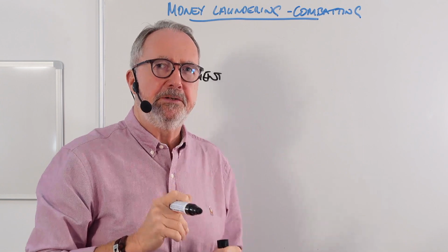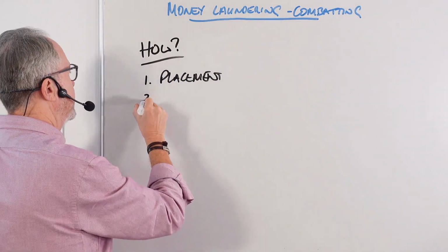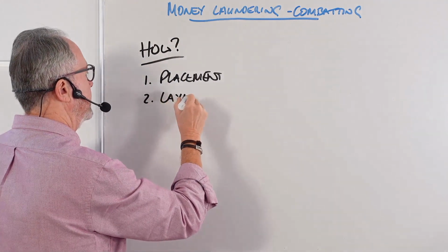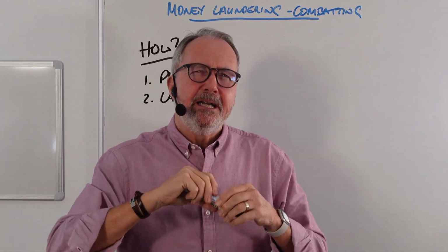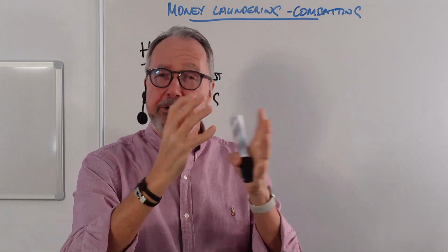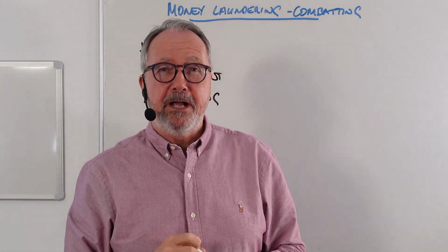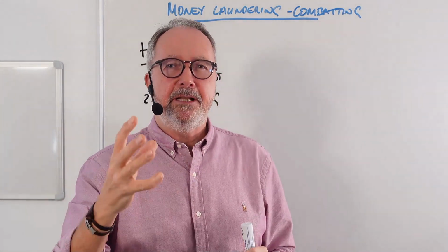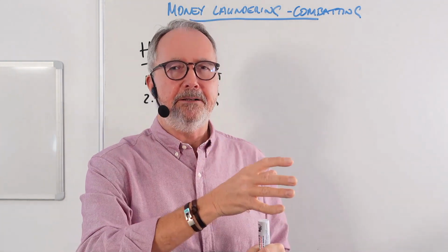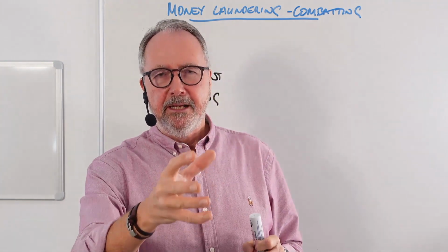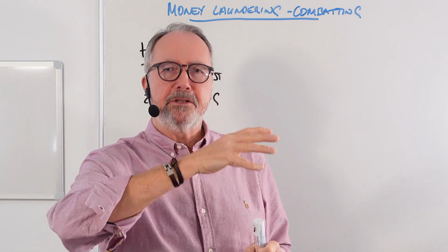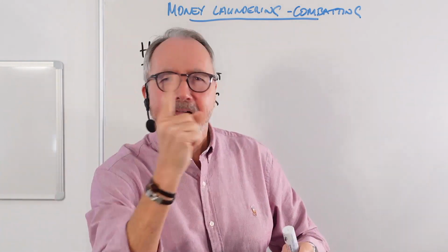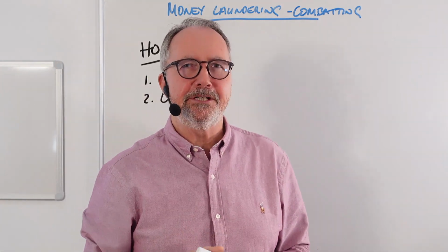Once it's in the system, they then have what's called layering. Now, layering is where the money in the system is moved around to create confusion. So it might go into a bank account to start with, then the money is transferred to an offshore bank account, then it's moved over to a shell company, used by the shell company to buy a property in London, and then the property is sold and the money goes into another account. It's layered around to try and confuse the authorities.